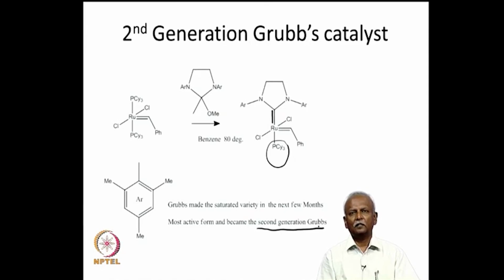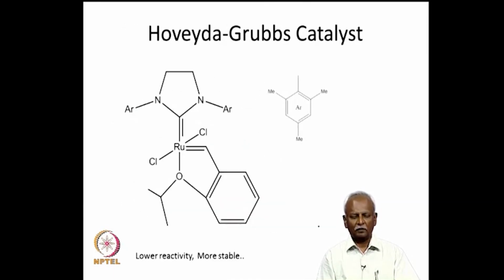The second generation Grubbs catalyst turns out to be a lot more reactive, stable and useful for carrying out metathesis reactions. Now, during the course of this study, there were other attempts to modify the N-heterocyclic carbene in such a way that it would give you a system which would generate a very reactive catalyst.